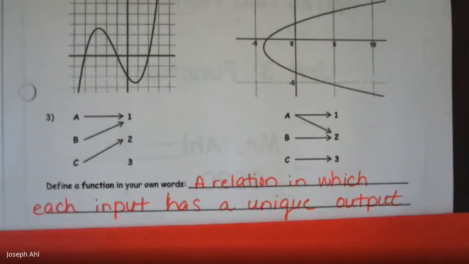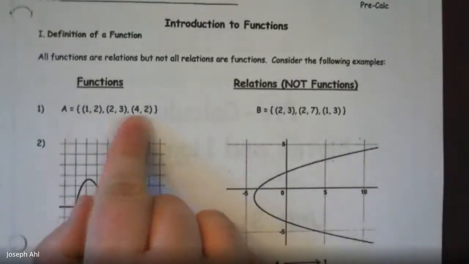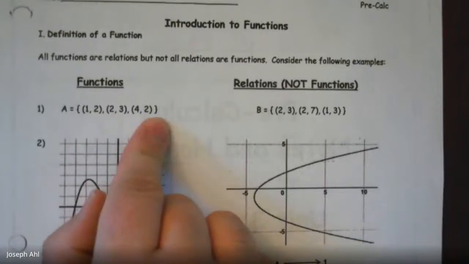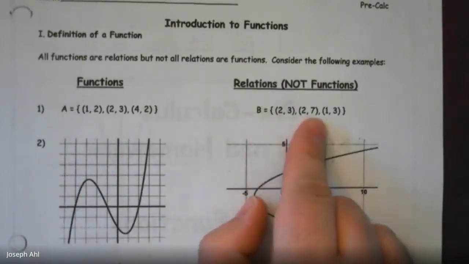Right? So if we take a look at all the inputs for the ordered pairs and the sets up here, each input 1, 2, and 4 had a unique output. Whereas in relation B, the input of 2 did not have a unique output. It had two different outputs, 3 and 7.